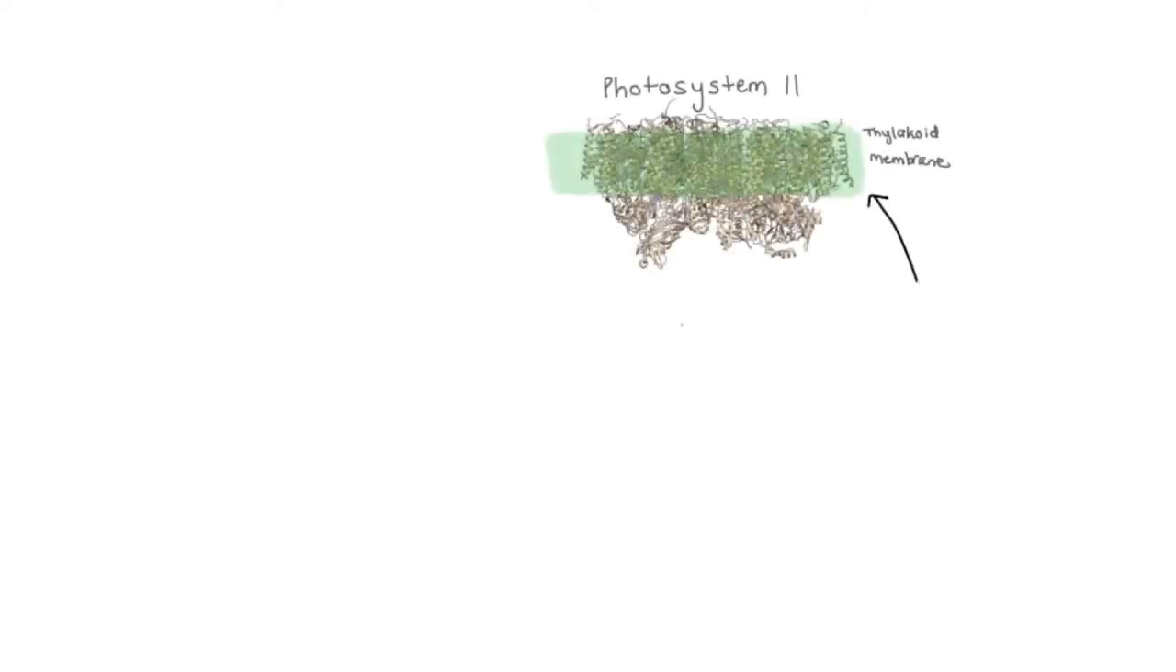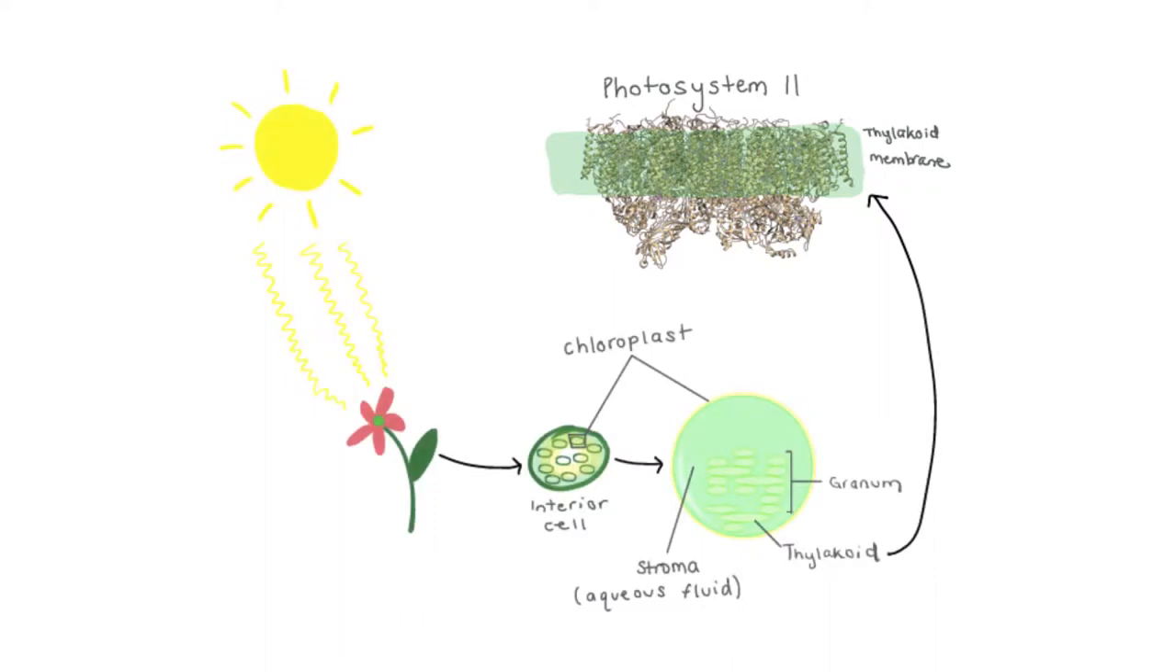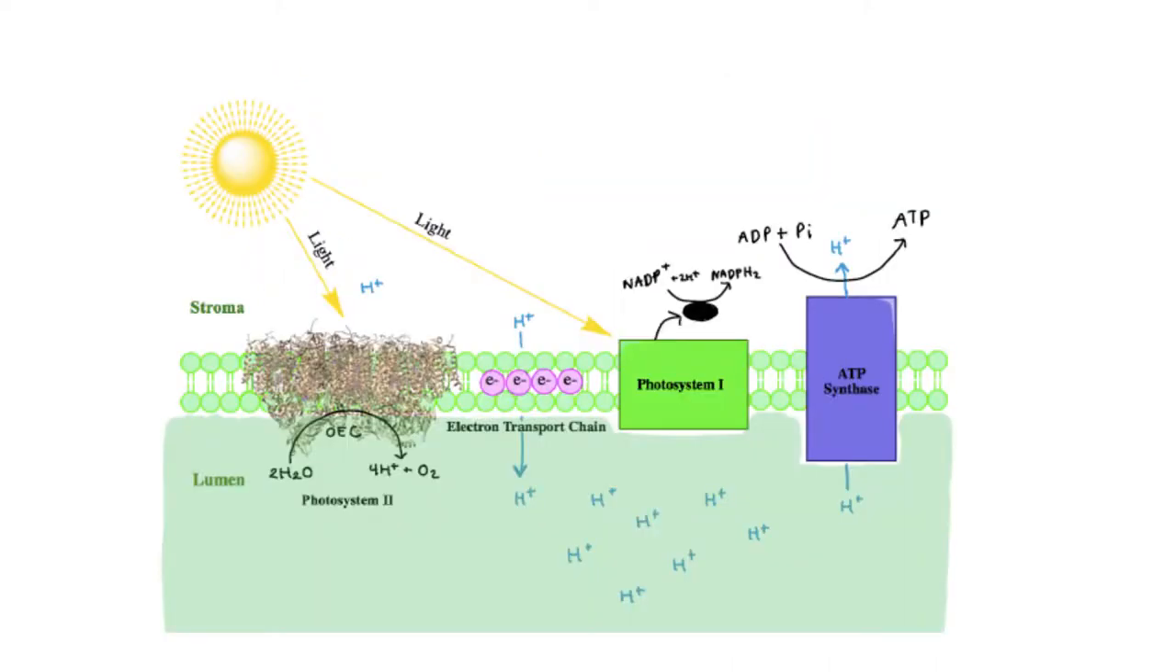Photosystem II is the main focus here. It is embedded in the membrane of the thylakoid. The top part of photosystem II is exposed to the stroma, and the bottom part is in the lumen. The lumen represents the area inside the thylakoid membrane. Here is the photosynthesis chain, or more specifically known as the photosynthetic electron transport chain.